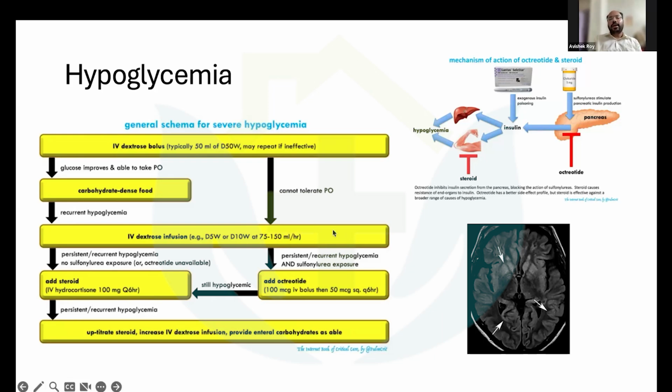Octreotide is useful for recurrent hypoglycemia of any cause, as well as if there is an insulinoma. It reduces the insulin secretion from the pancreatic beta cells. And ultimately, you have to find the cause and basically treat the cause.